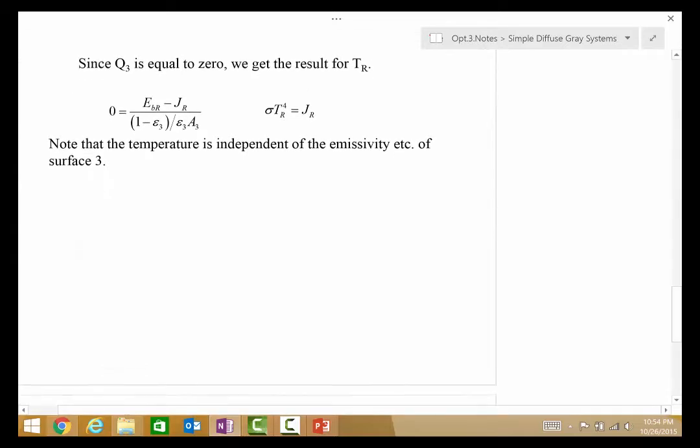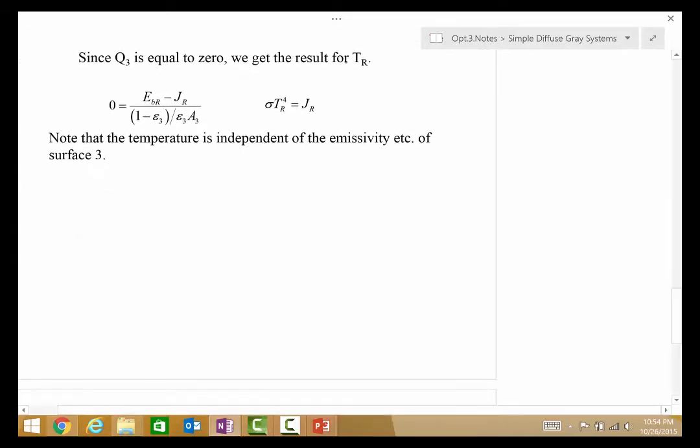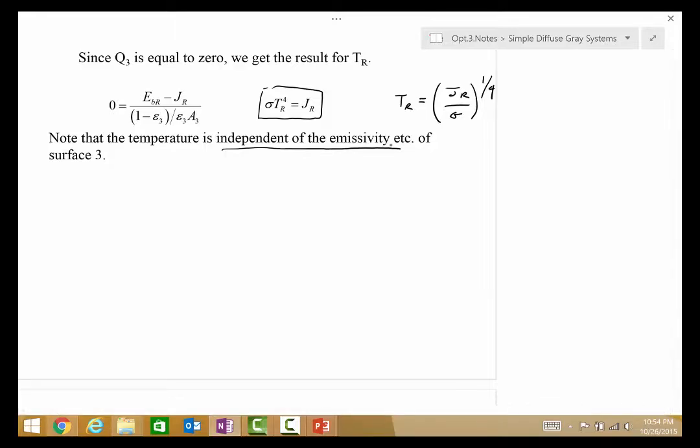As we said before, since Q3 is equal to 0, we get the result for JR. The temperature is simply JR divided by the Stefan-Boltzmann constant, raised to the 1/4 power. And an important issue is that this temperature is independent of the emissivity of that surface. So we can prescribe an emissivity for the re-radiating surface, but its actual temperature doesn't depend on it.